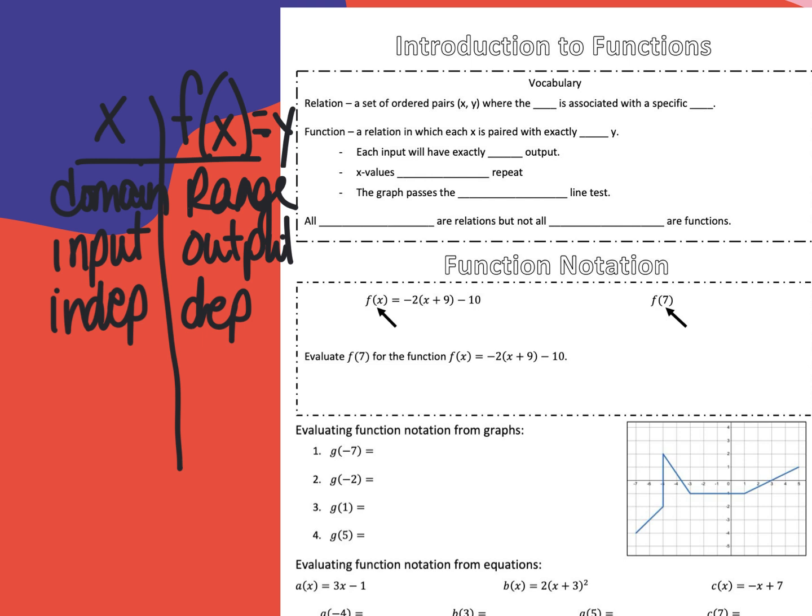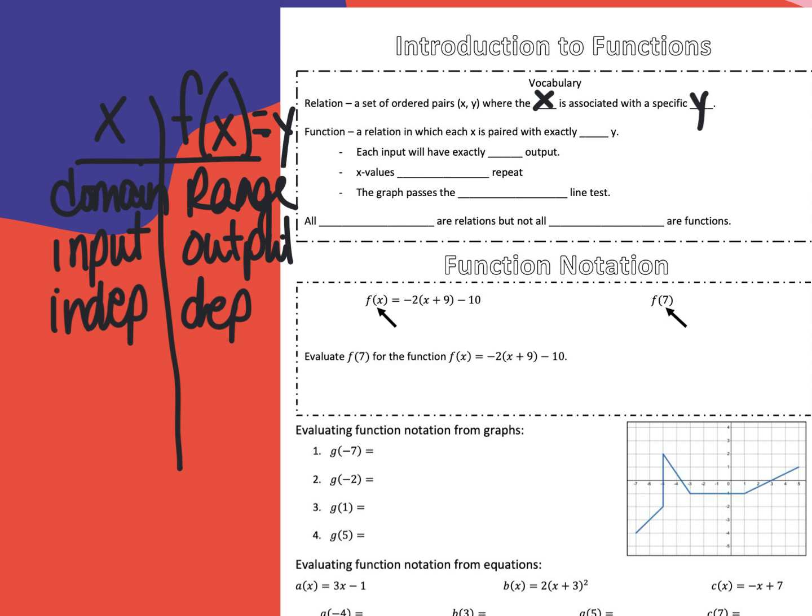So when we look at our notes here, it's talking about introduction of functions. We talked a little bit about that Friday when you did your notes. That should also be a review of 8th grade. A relation is a set of ordered pairs, x and y, where x is associated with a specific y. Thus the no repeat x's. That's what that means.